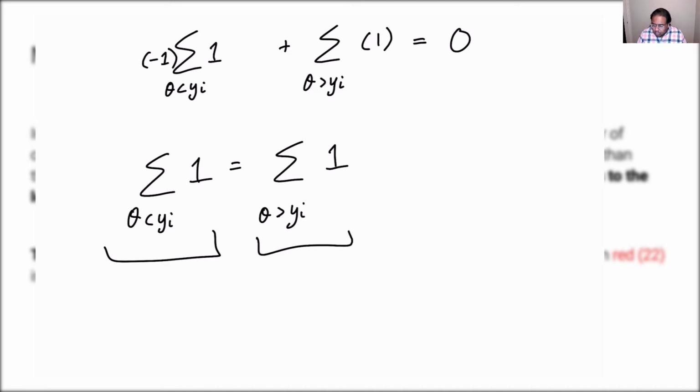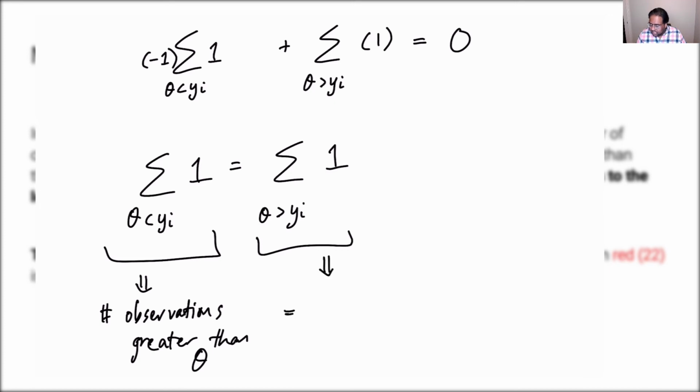Well, if we add a 1 every time theta was less than yi, the left-hand side is really just equal to the number of observations that were greater than our choice of theta. Because if we add a 1 every time this condition holds true, the total sum of all of those ones will just be the number of observations that were bigger than our choice of theta. Similarly, the right-hand side of the equal sign is the number of observations that are less than our choice of theta.